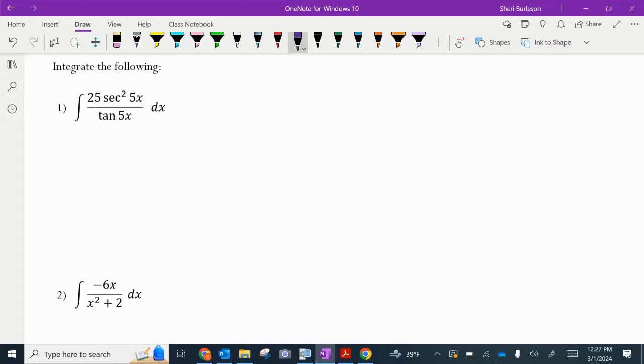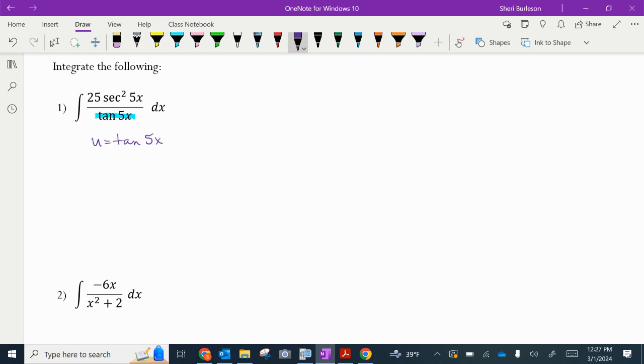All right. How am I going to integrate this? U substitution. What do I choose as the inner function? If I let u equal tangent of 5x. One of the things that you should look for when you're doing a u substitution is the derivative of one of your functions in the problem.